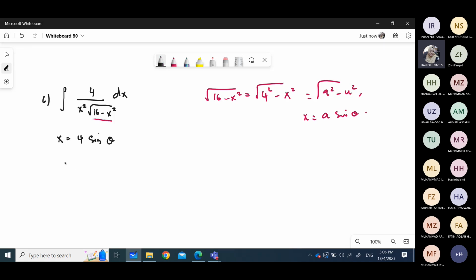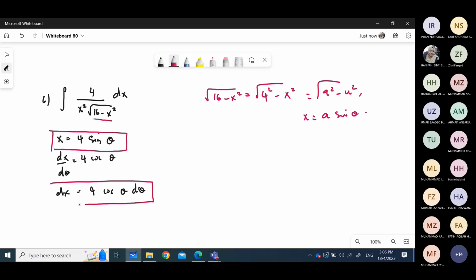Alright, so back to this one. Solve for this radical, square root of 16 minus x squared. Before we solve for the radical, we solve for dx first. We have to differentiate x with respect to theta. So here we have 4 cosine theta, so dx is 4 cosine theta d theta. In substitution, the important parts are this one and this one, because later you will substitute.